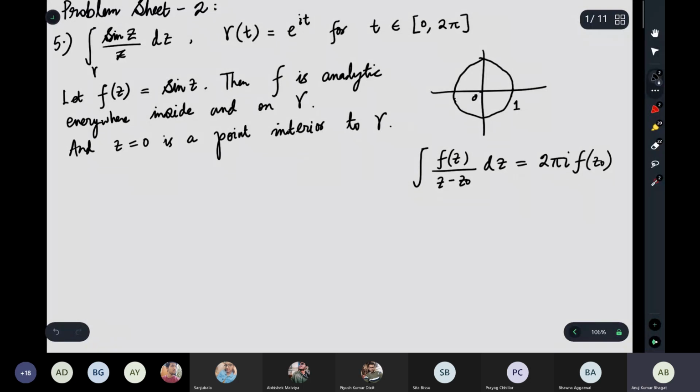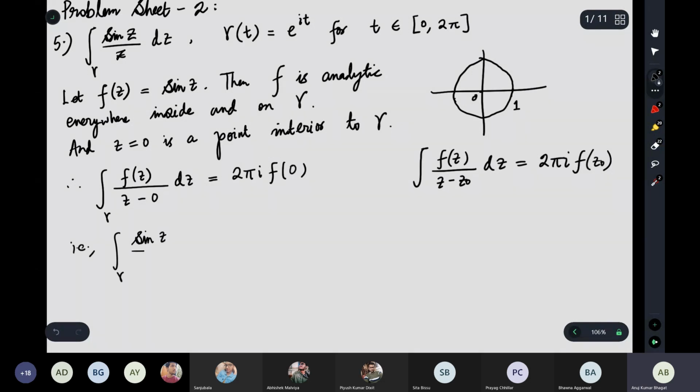So by the Cauchy integral formula, the integral over gamma of f z by z minus z0 dz is the same as 2 pi i f of z0. Here z0 I am taking as 0. So the integral over gamma of sin z by z dz is 2 pi i, and putting 0 in the function f, which is sin 0, and sin 0 is 0, so the value of this integral is 0.